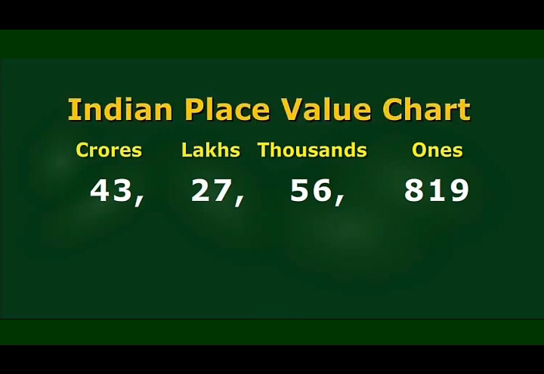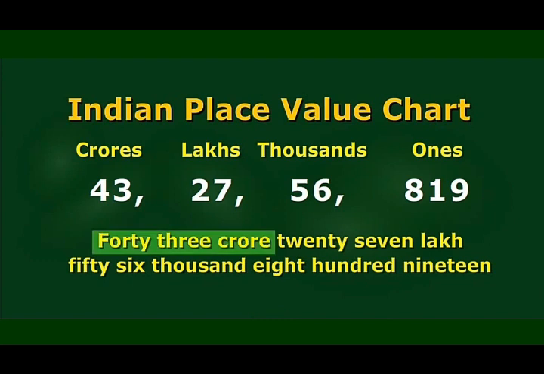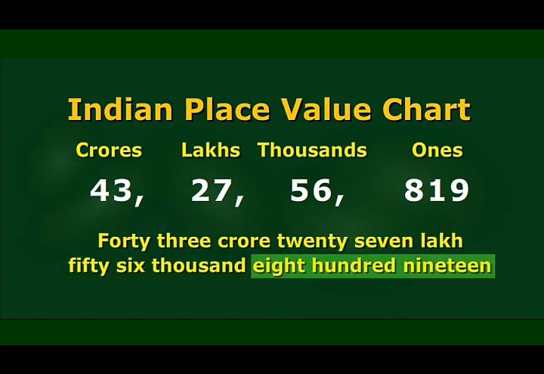This is the Indian place value chart. Now let us read the number from left. It is 43 crore 27 lakh 56,819.